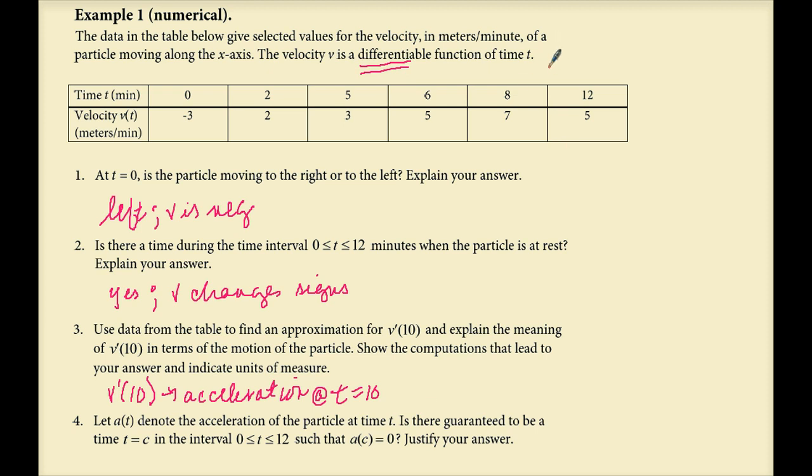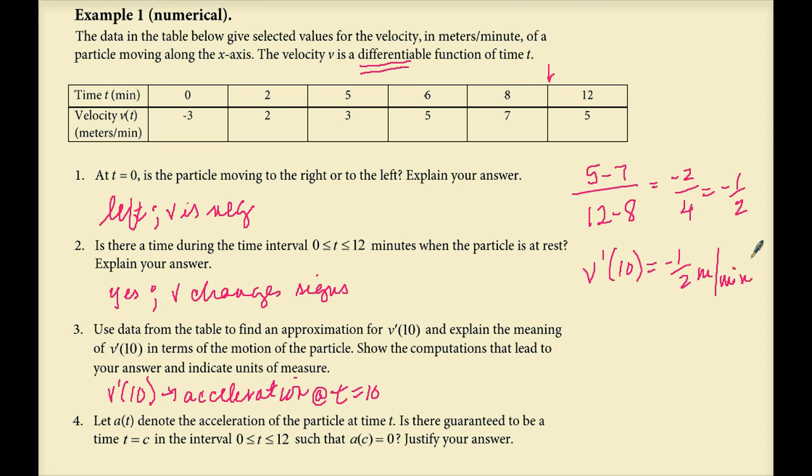We don't actually have a velocity at time t equals 10, but we can use the closest data available, what's happening at t equals 8 and what happens at t equals 12. We can find the average change in velocity, which will be acceleration at t equals 10, by using a slope formula with these two data points, the change in velocity over the change in time. So we'll say 5 minus 7 over 12 minus 8, which is negative 2 over 4, or negative 1/2. So we'll say v prime of 10, which is acceleration at 10, is negative 1/2 meters per minute squared. Make sure you include the units of measure.